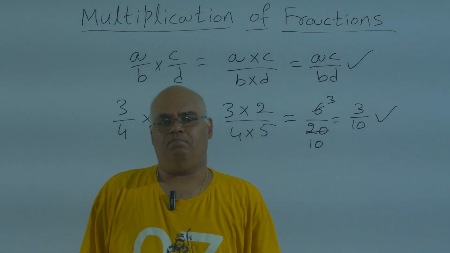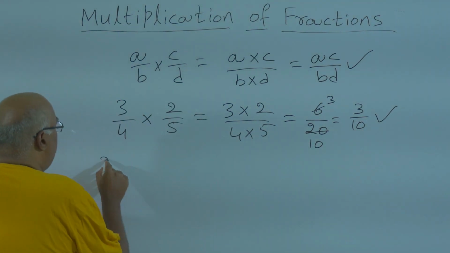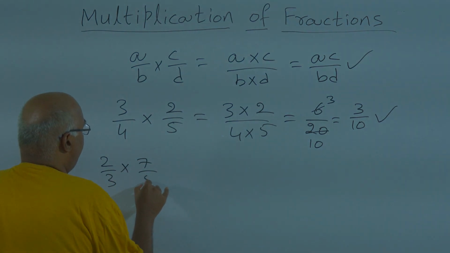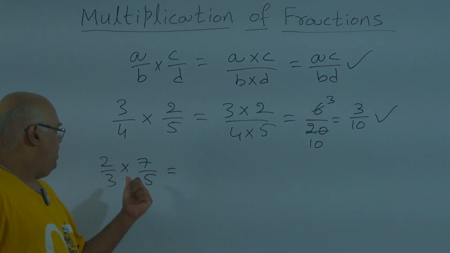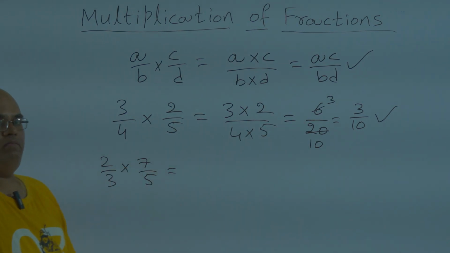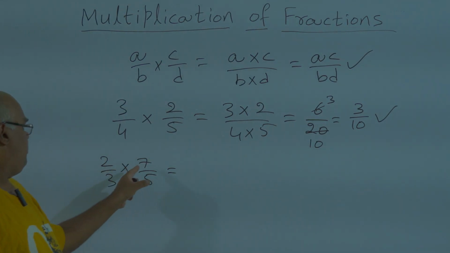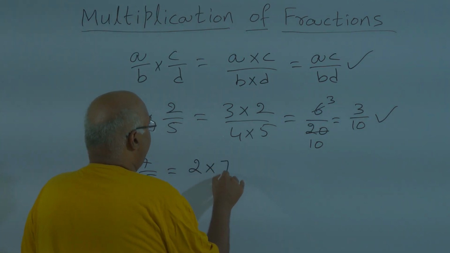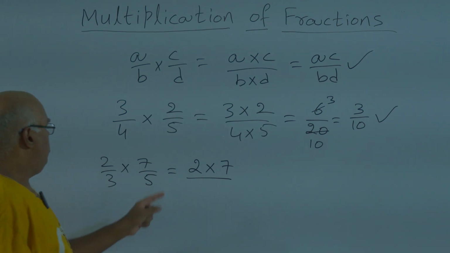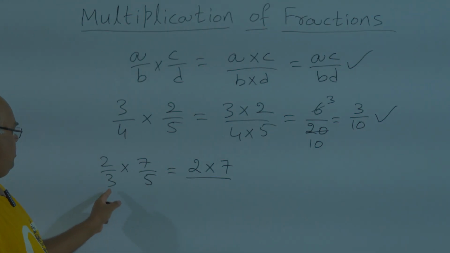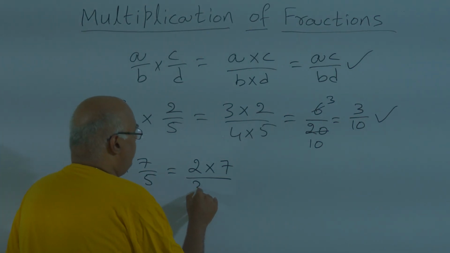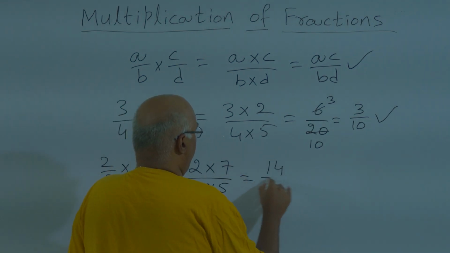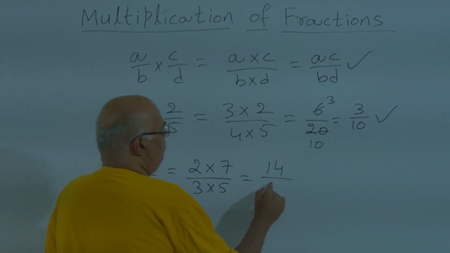Now, let us take another simple example. Say 2 by 3 into 7 by 5. I want to multiply the two fractions 2 by 3 and 7 by 5. In the numerator of both the fractions I have 2 and 7. Multiply 2 and 7. This is equal to 2 into 7 by 3 into 5. In the denominator you have 3 and 5. So multiply 3 and 5. So this is equal to 14 by 3 into 5, which is 15.